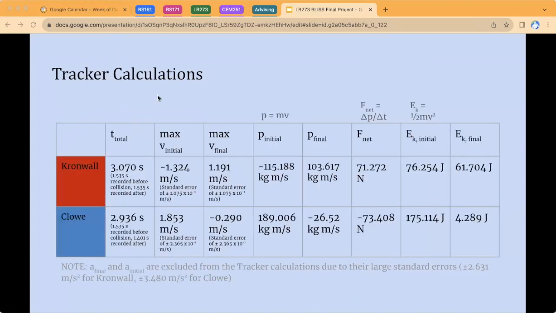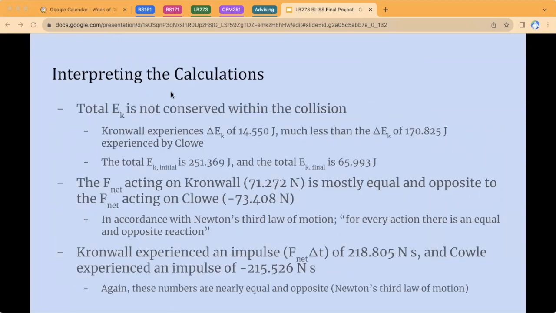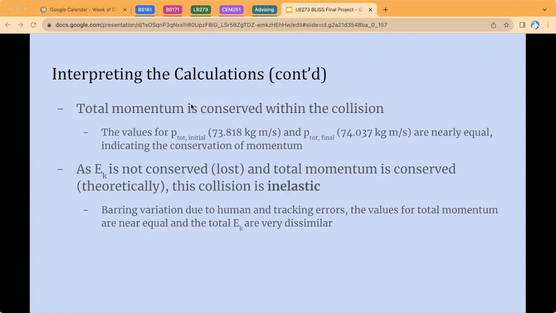Using Tracker to analyze the motion of both of players in this collision, here are the calculated values I found, with the most noteworthy being those of momentum, net force, and kinetic energy. Total kinetic energy is not conserved within the collision, and kinetic energy is lost for both players. Both the net force and the impulse experienced by Cronwall and Clough are near equal and opposite. Momentum is conserved within the collision, and as kinetic energy is lost, this collision is inelastic.